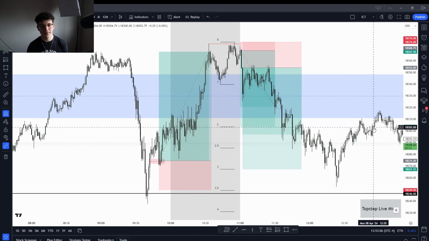Silver bullet. That's it for today, guys. I hope this was useful for you guys. I hope this explained the time then price model and the silver bullet model. This is all you need to be profitable. This is all you need to make money in the futures market. It's clean and it repeats every single day. Time and then price. Like ICT states in almost every video, it's time then price.